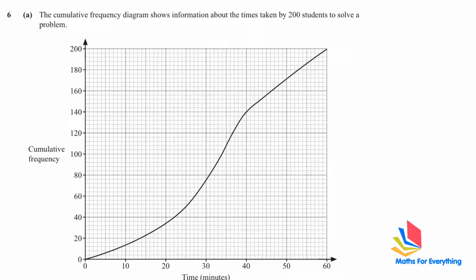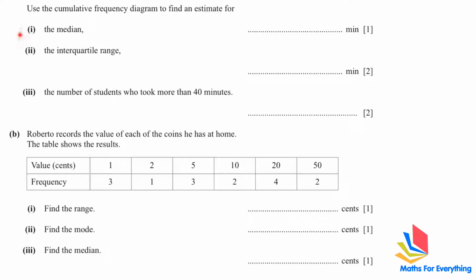Question number 6. We have a cumulative frequency diagram here. It gives us information about the time taken by 200 students to solve a problem. These are the students and this is the time taken. The first part of the question, find an estimate for the median.